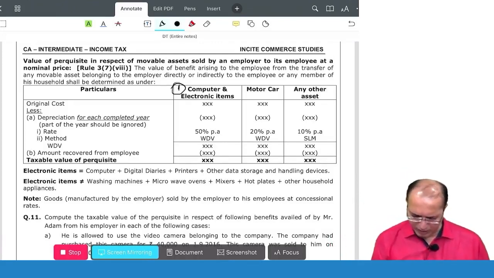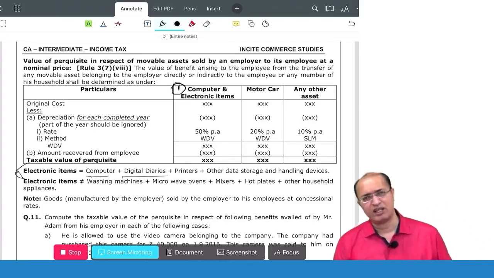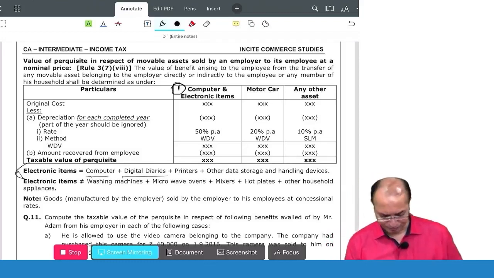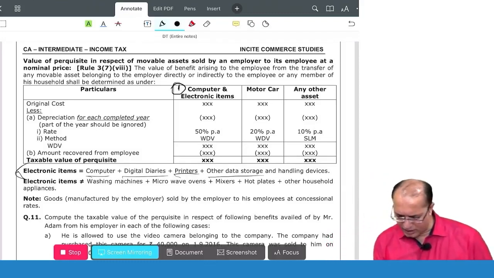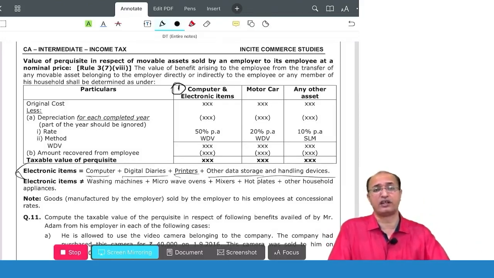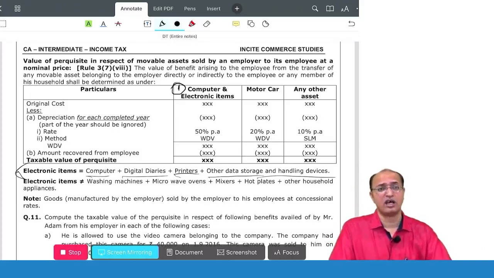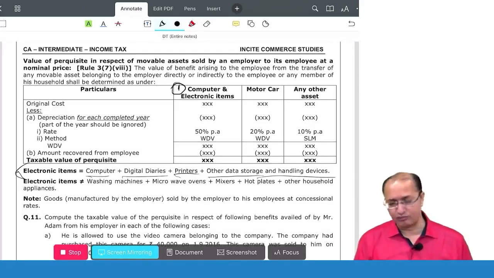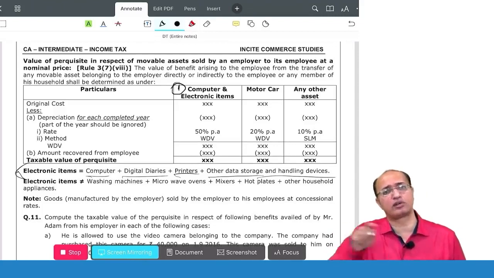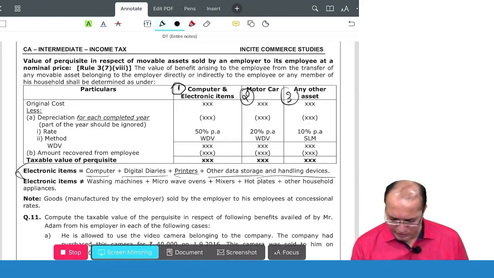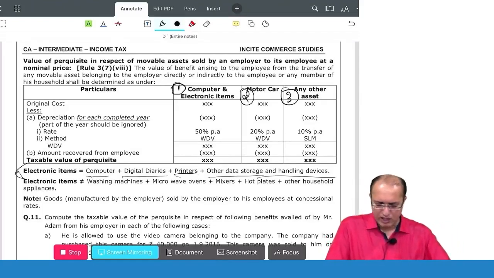So here just below the table I have written electronic item will include number one computer, number two digital diaries. Now digital diaries do not exist in this world. That product is scrapped. Printers, other data storage and handling devices. Other data storage and handling devices means you can say external hard disk. External hard disk is a computer peripheral. So computer and electronic items will include computer and something related to computer. Second category is motor car. And third category is any other asset.